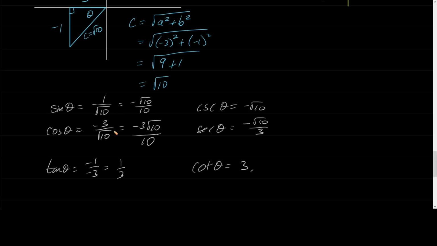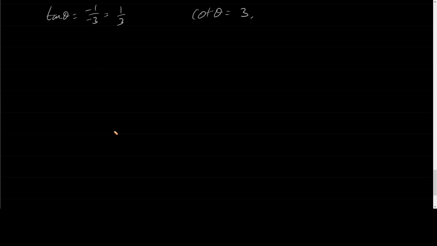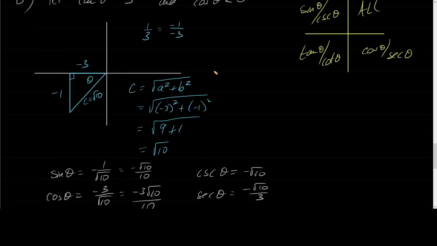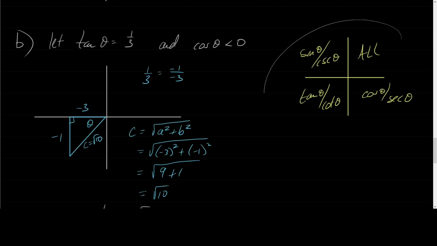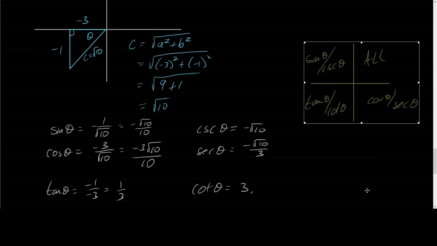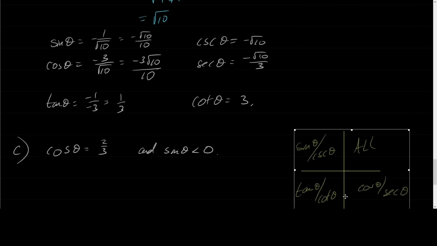Let's do another one. So it's example C. Let's say that I had something like, I don't know, let's do cosine theta to be equal to 2/3 and sine theta to be less than 0. All right. And again, I'm going to bring this back down so that we can reference it as we're doing the problem. And there it is.